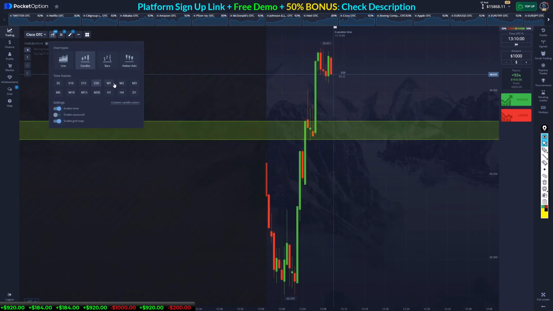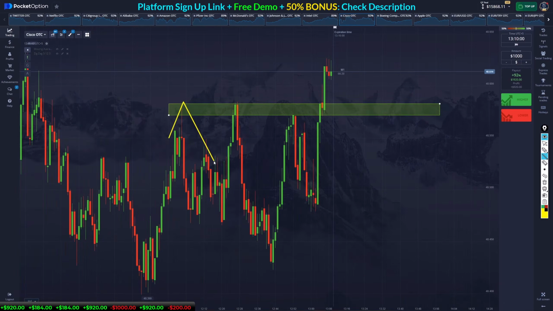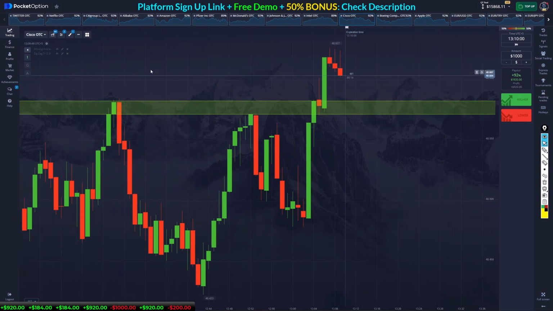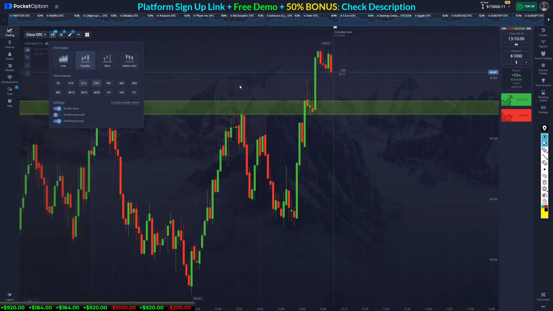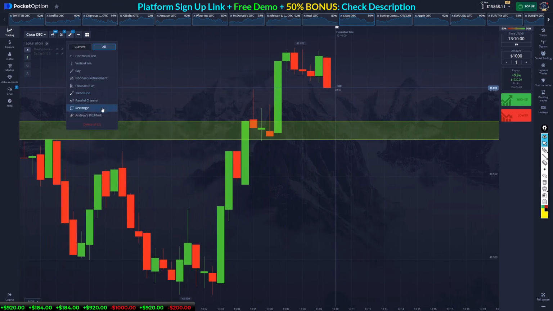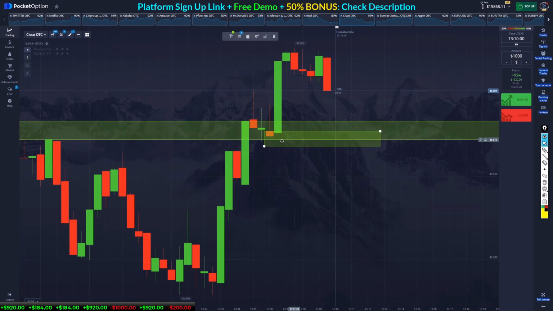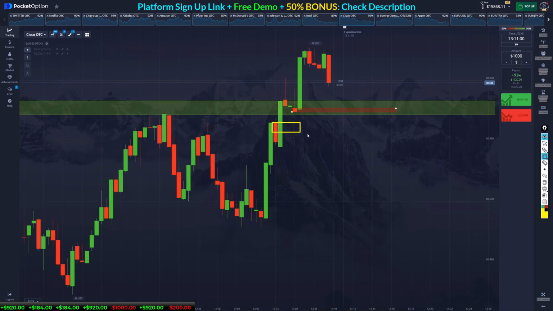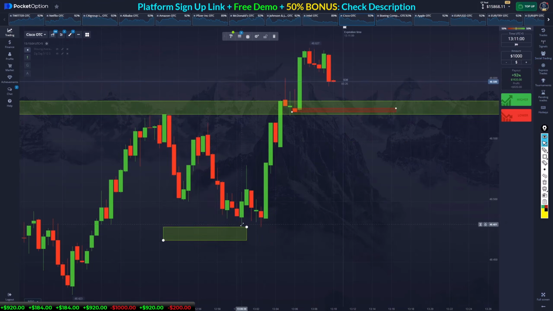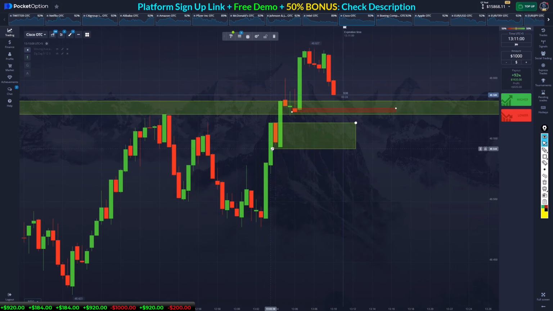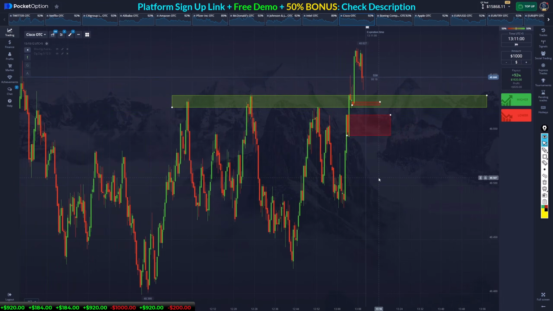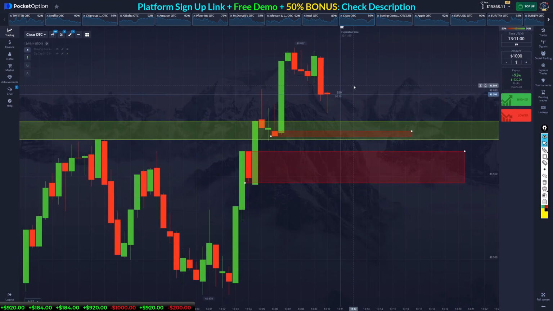All right. You can see here we have a resistance area which has been broken right here, and we have some clear supply areas right here. Okay, so this is a very good trade for me. We have a supply demand area exactly here. Also, we have one down here. So we can take advantage of both of them. Let's see.